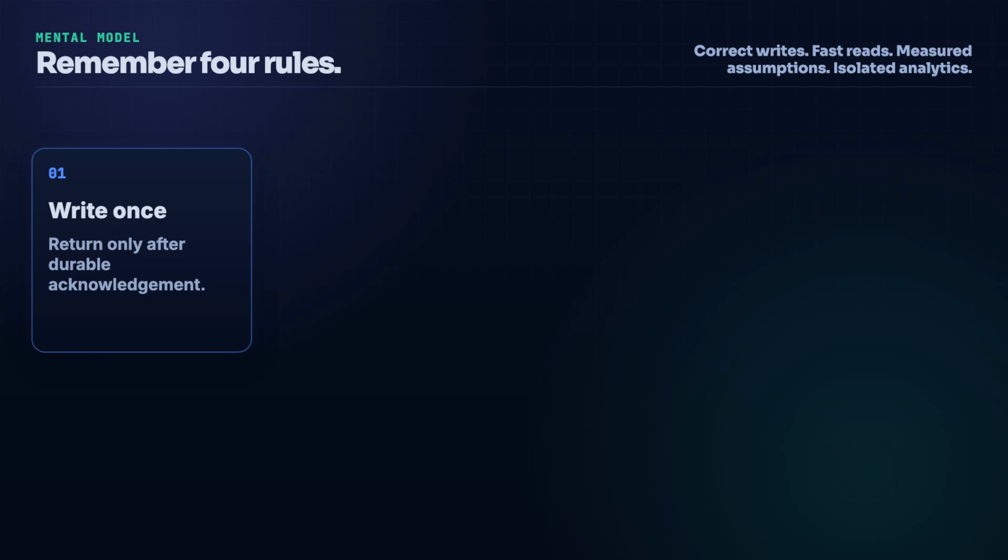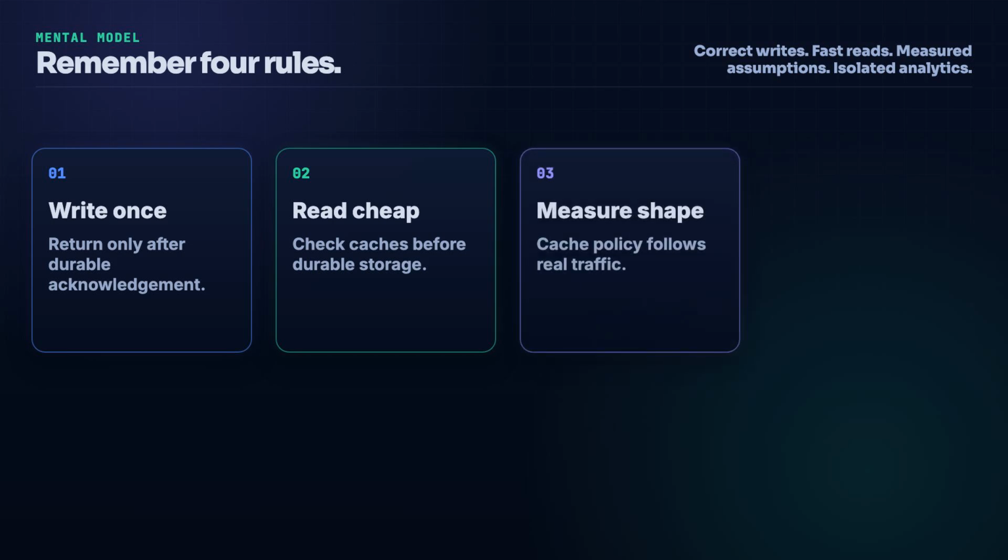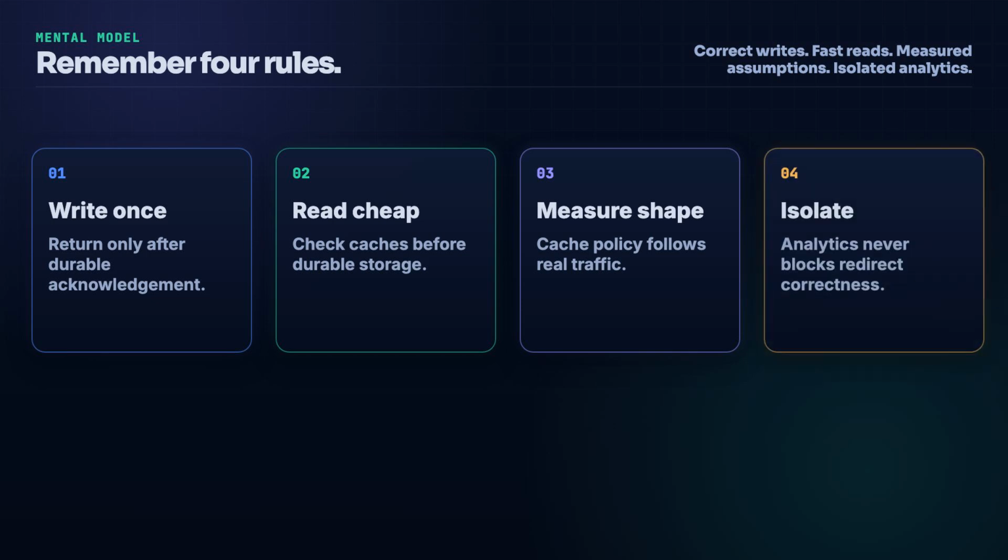Remember the write path: lease a unique number, hide the sequence, encode it compactly, and store the mapping durably. Remember the read path: edge, local cache, shared cache, then the durable database, followed by a fast redirect. Remember the traffic shape: a small hot set makes caching powerful, and a viral key needs automatic protection. And keep analytics asynchronous so reporting can fail without breaking redirects.